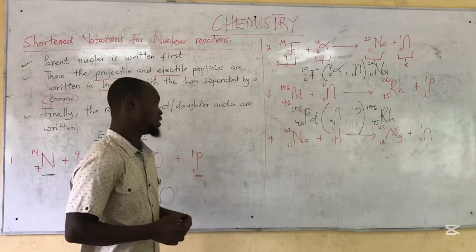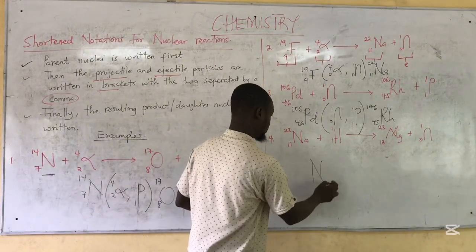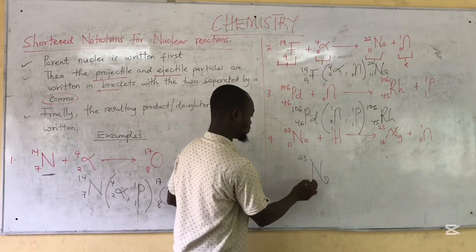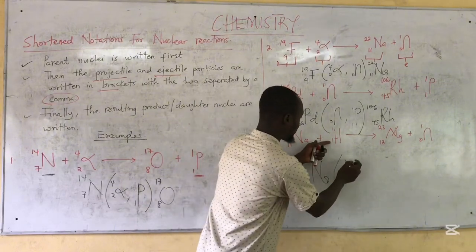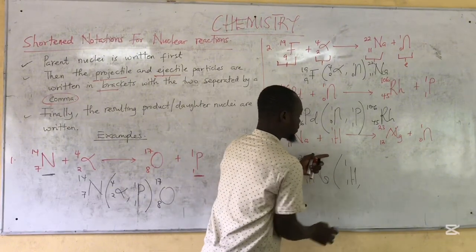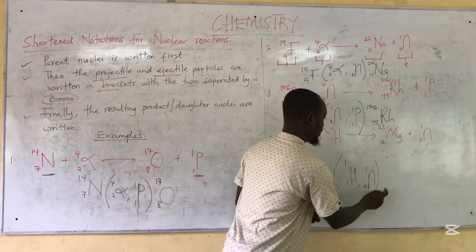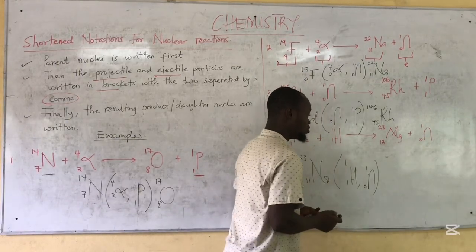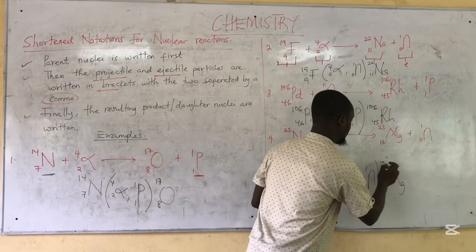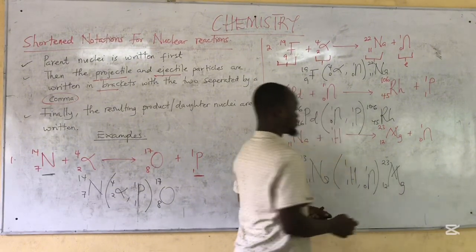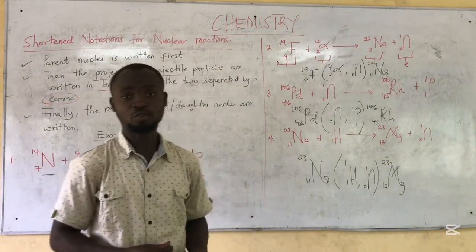Is that okay? Now the very last example, our parent nuclide. Is that okay? Then in brackets, our projectile separated from the ejectile, and then our daughter nuclide or our product. Is that okay? So that is a shortened notation for nuclear reactions.